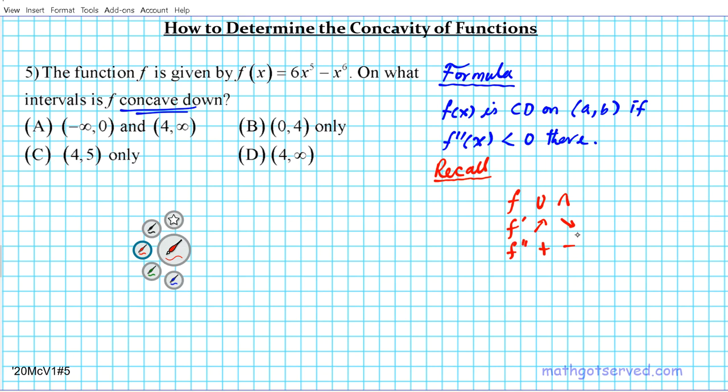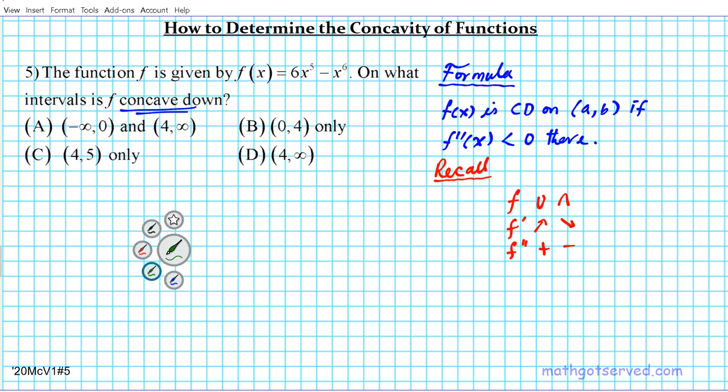This particular row right here, where f prime is increasing or decreasing, is helpful when you're dealing with a graph. If I give you the graph of f prime, then you can determine where it's increasing or decreasing and easily determine the concavity of f. But when you're given a function of f, you want to use the second derivative because you can easily determine the sign of the second derivative around the critical values of the second derivative.